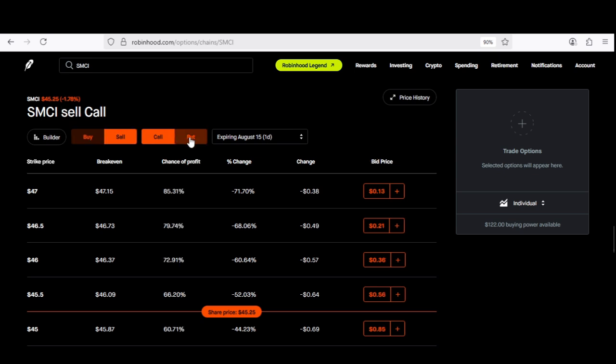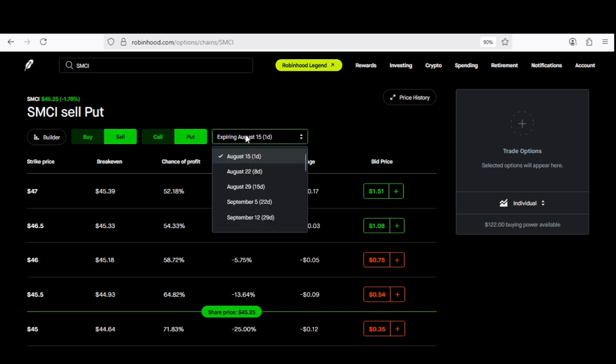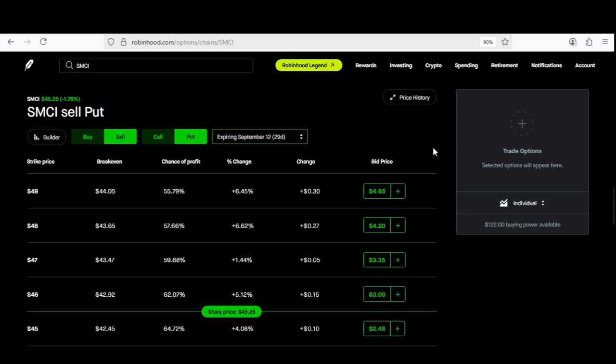We're going to go to put, and now we're going to be choosing an expiration date. The expiration date we're going to go with is September 12th, which gives us 29 days to expiration. We're going to be doing monthlies. When it comes to the expiration date, feel free to choose something that works for you. If you work a 9 to 5 and you get paid on a weekly basis, then perhaps you should use the bi-weekly options. And if you get paid on a monthly basis, then you should use the monthly expiration. Remember, always choose what works for your portfolio, what's best for you.